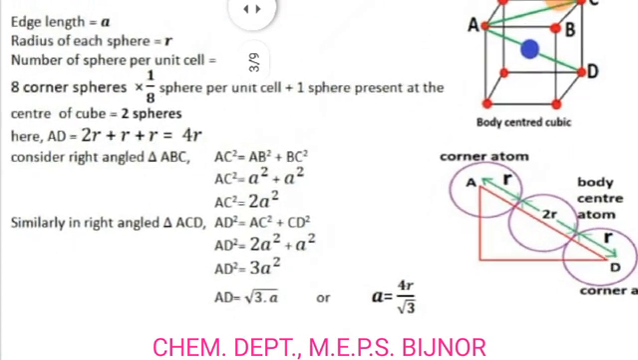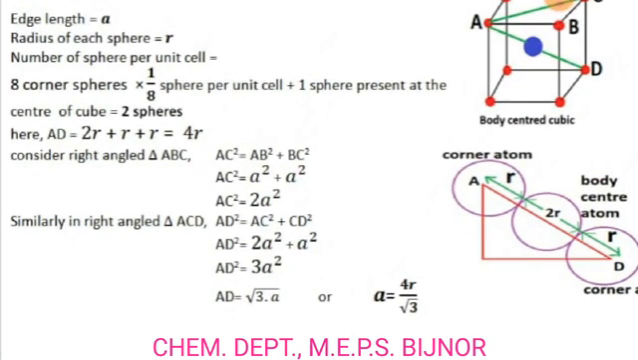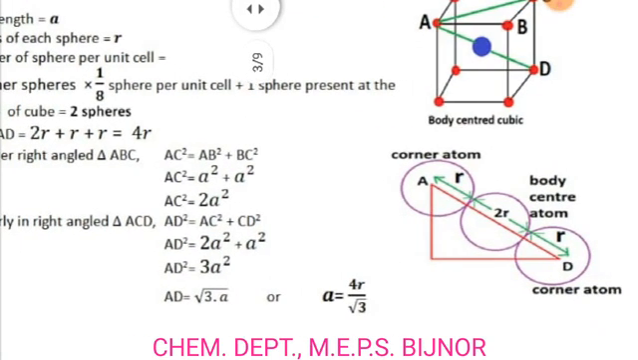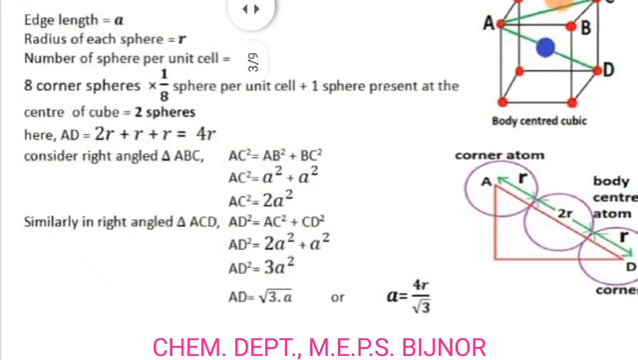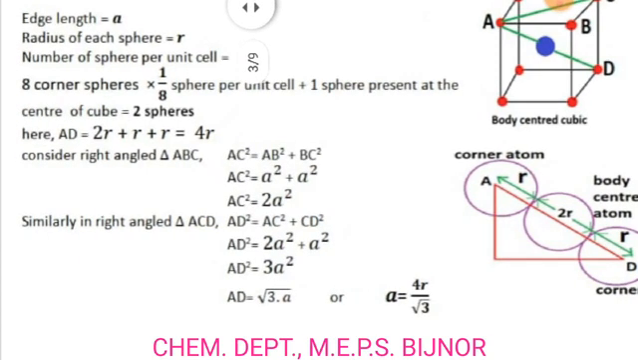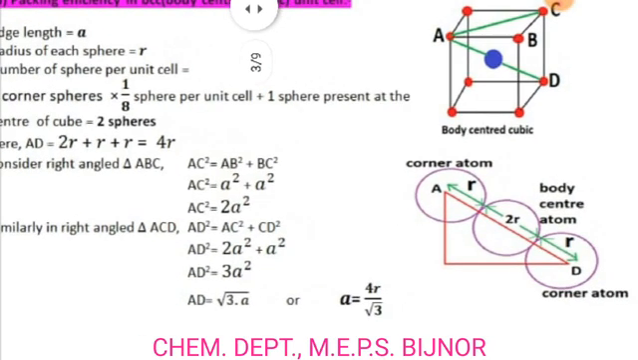Here AD is equal to 2R plus R plus R, which is equal to 4R. Now consider the right angle triangle ABC. AC square is equal to AB square plus BC square. AC square is equal to A square plus A square. We put the values of AB and BC, so AC square is equal to 2A square.